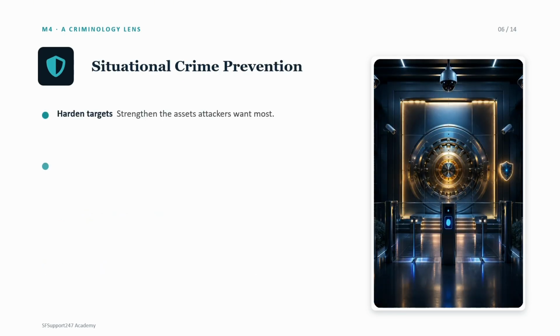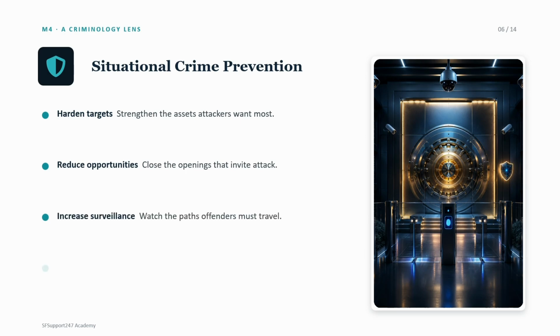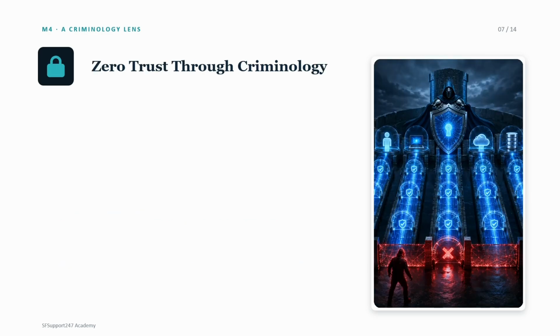Situation crime prevention. Strengthen the assets attackers want most, harden the targets, reduce the opportunities, close the openings that invite attack. Increase the surveillance, watch the paths the attackers travel. Limit offender success, cap the damage even when the attempts get through.